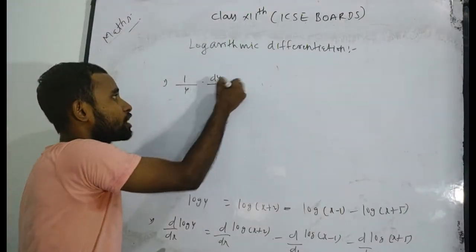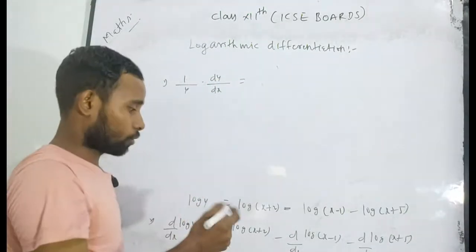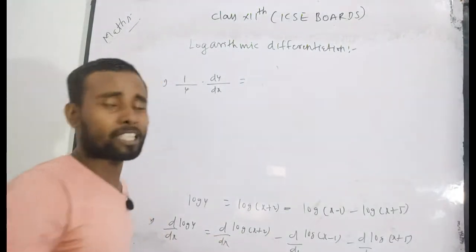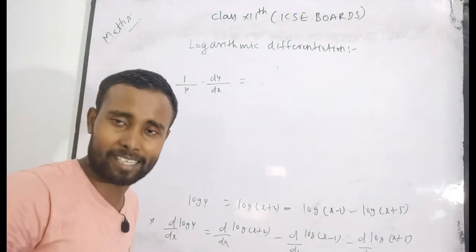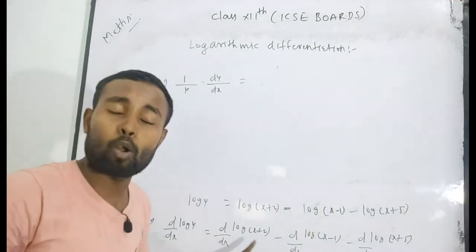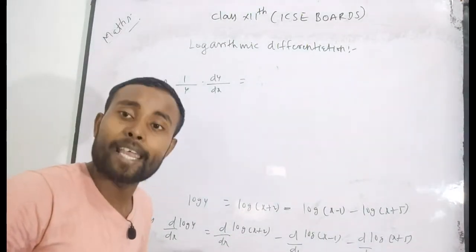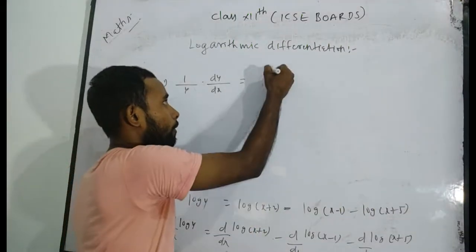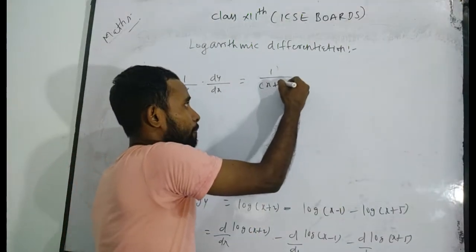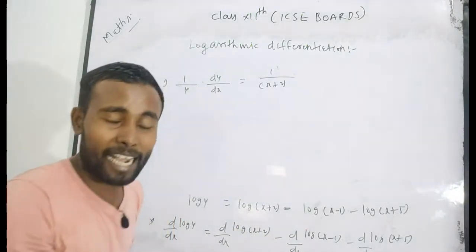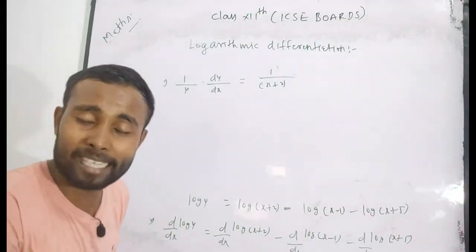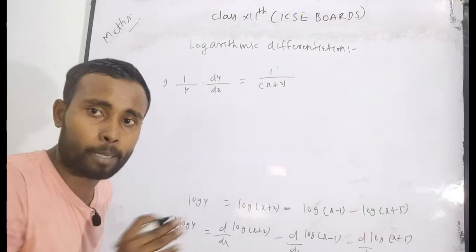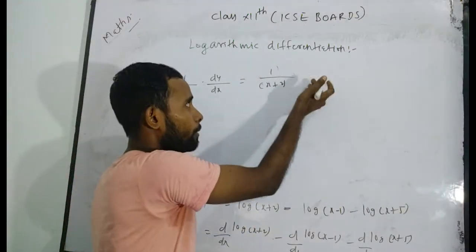In that case, you will get dy/dx, which is equal to the derivative of log(x+2) with respect to x. You cannot differentiate directly. So first of all, differentiate log(x+2) with respect to x+2, and again differentiate x+2 with respect to x. In the first case, you will get 1 upon x+2 into the derivative of x+2 with respect to x. The derivative of x will be 1 and the derivative of 2 will be 0, so 1 into 1 will be 1.